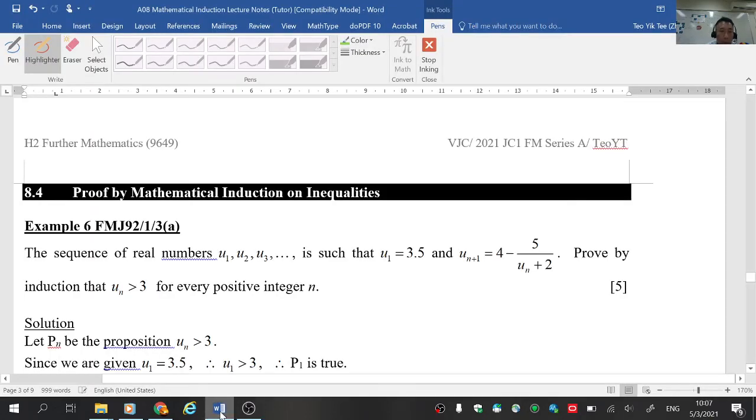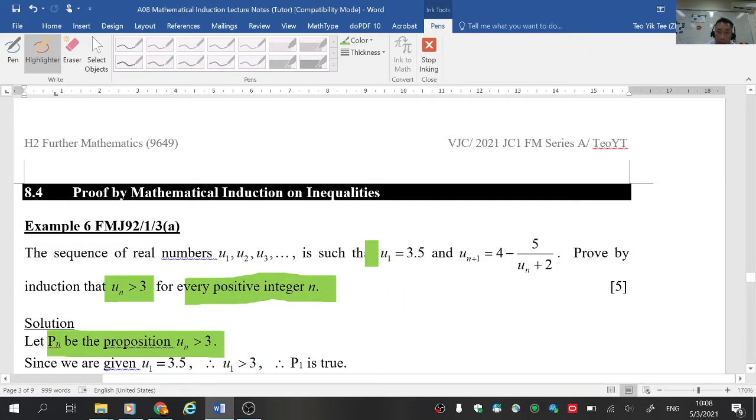Okay, this next example that we have is the proof of inequalities using mathematical induction. What you're expected to prove, again read the question, you need to prove by induction u_n is greater than 3 for every positive integer n. So this is your proposition, P(n) be the proposition u_n greater than 3.